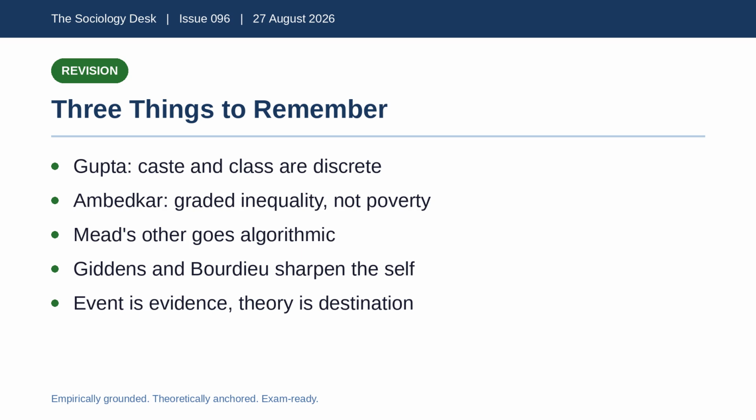Before you go, 3 quick points to lock in. 1. Caste and class are discrete categories, Dipankar Gupta's term, so never let an answer flatten them into each other. 2. Mead's generalized other is now, in the digital age, frequently an algorithm rather than a community. And Giddens and Bourdieu help you explain why that matters and why it is not equally fair to everyone.